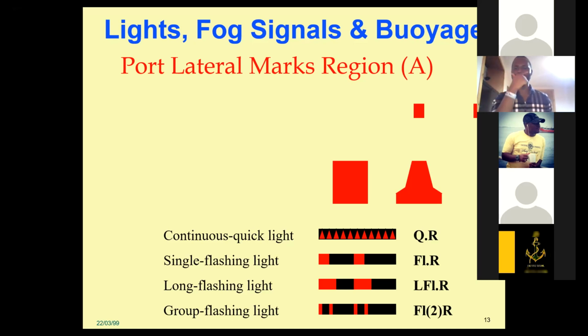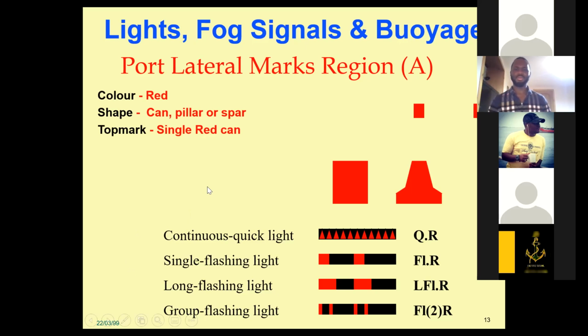Now on the port side, on the same region A, what are we supposed to have? What's the top mark? The spar. What? I'm seeing a cylindrical shape, not a cone. The cylinder. Can. So what did you see there now on the screen? Can. Thank you very much. So can. Yeah, can. Always have that mental picture.